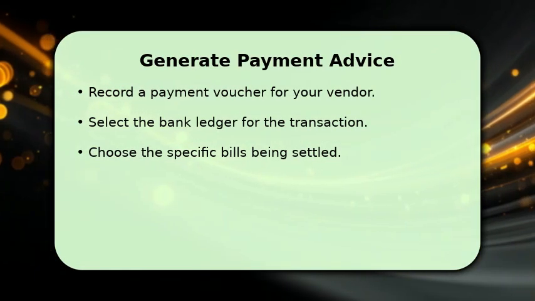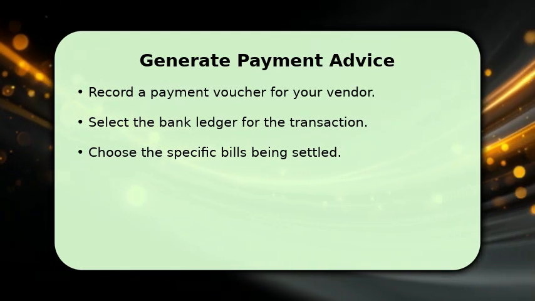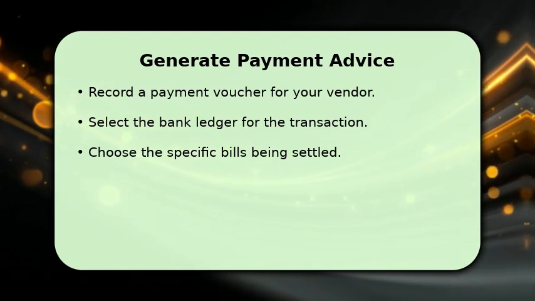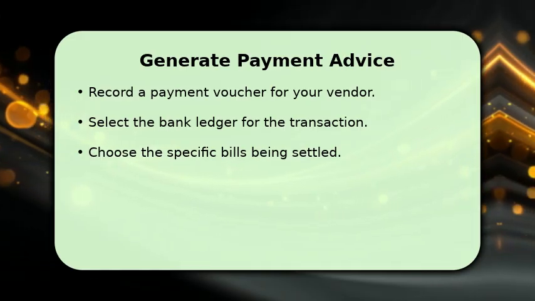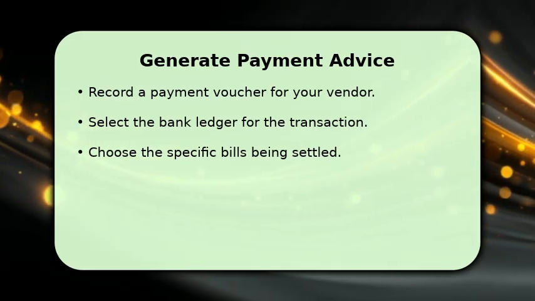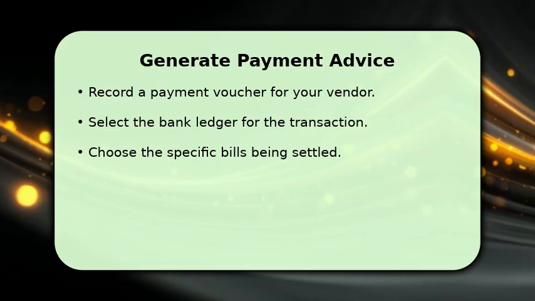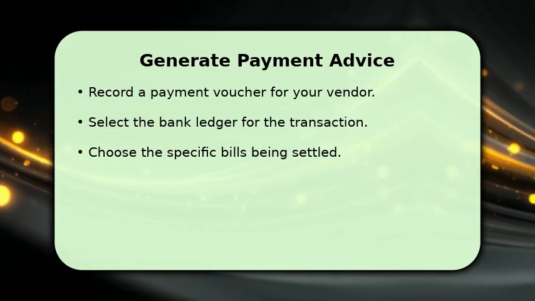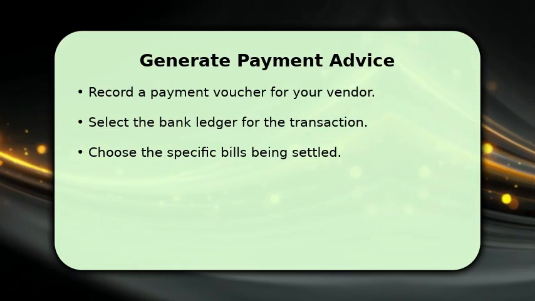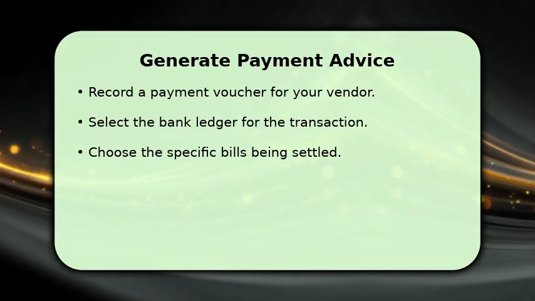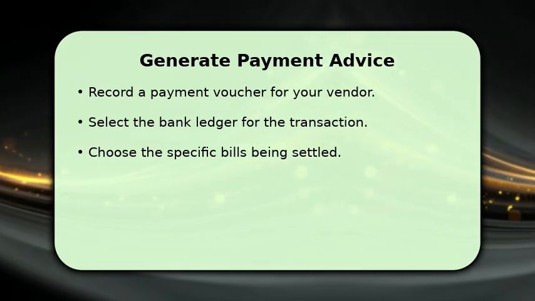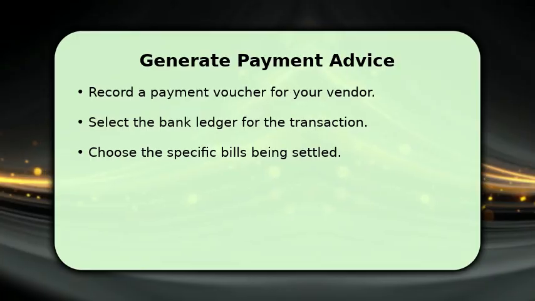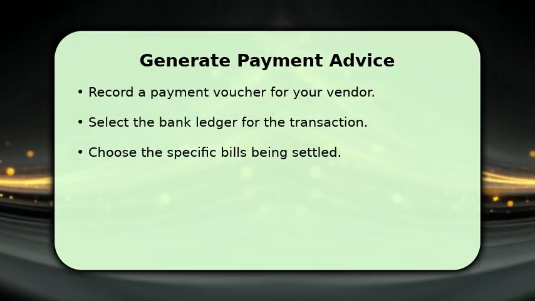Now, let's generate the advice. First, record a standard payment voucher in Tally Prime, selecting the appropriate vendor and the bank ledger from which the payment is made. Crucially, allocate the payment against the specific bills you are settling. Once the voucher is saved, Tally Prime will prompt you to print the payment advice. Confirm this action to proceed with generating your document.